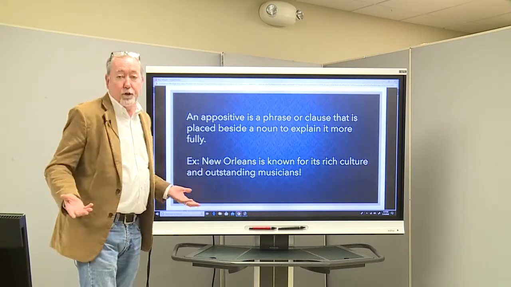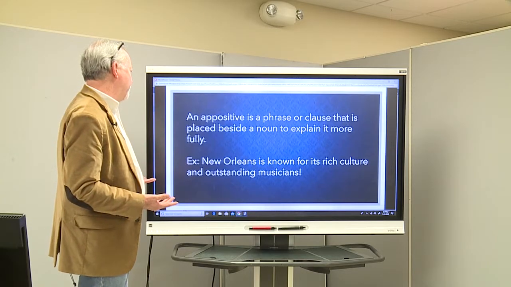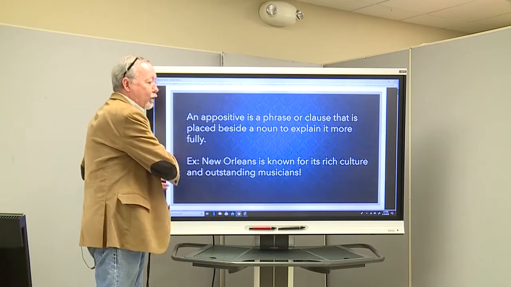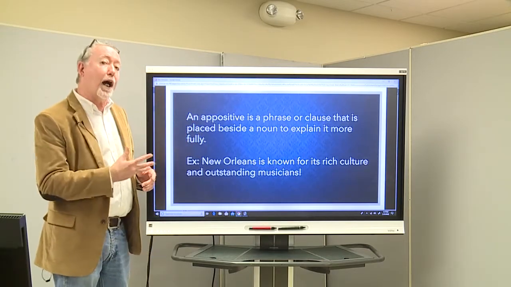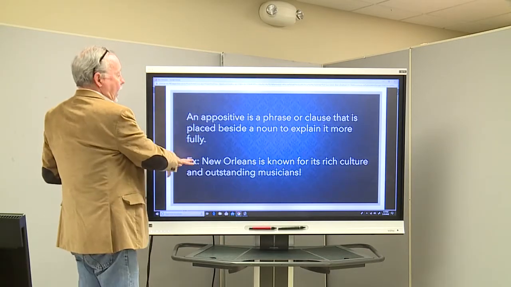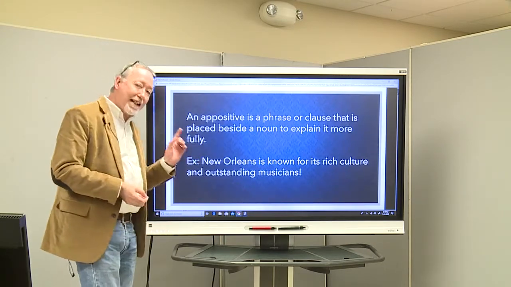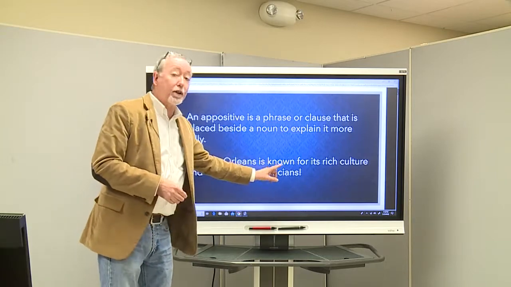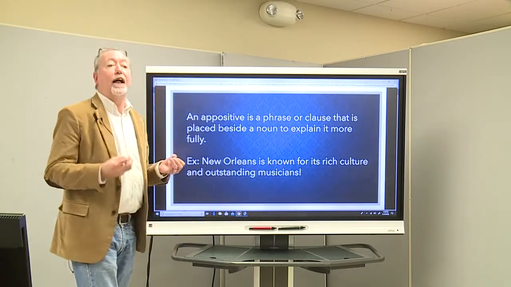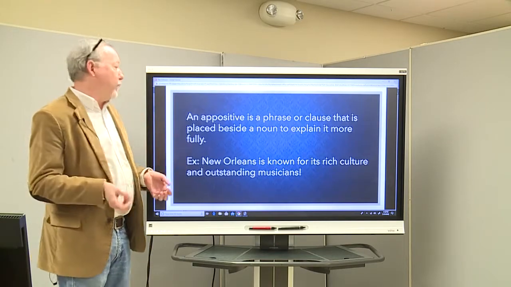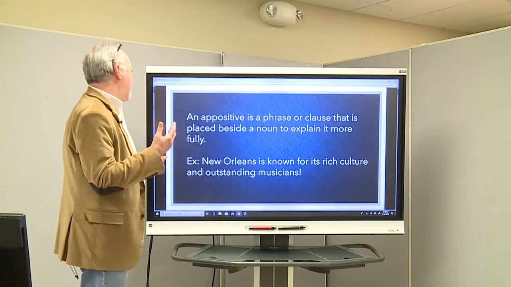Here's an example. I was just looking at New Orleans, and so I'm going to give a little stem sentence. This is a simple sentence, and then we're going to throw in an appositive. Here, I'll show you what I mean. My example sentence is, New Orleans is known for its rich culture and outstanding musicians. And look, I put an exclamation mark at the end of it on purpose, because that's no joke. New Orleans, famous around the world for its outstanding musicians and its rich culture.